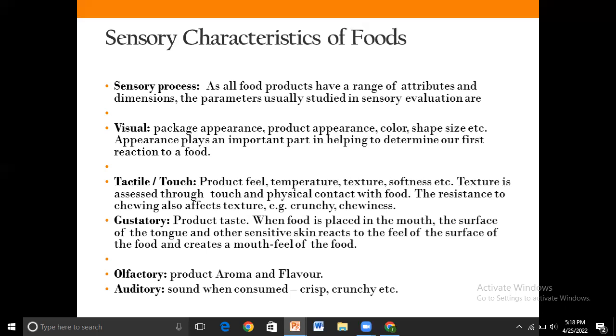Then auditory, sound when consumed. Like when you eat chips, naturally there is some sound that should be produced, right? Some crispy, crunchy foods. So that is auditory.